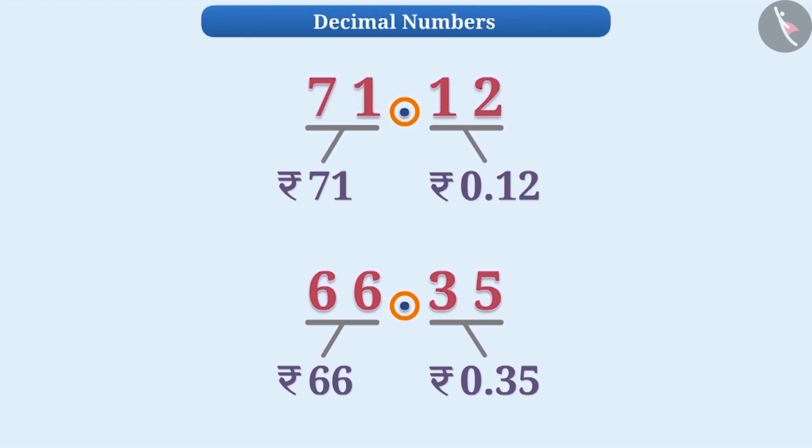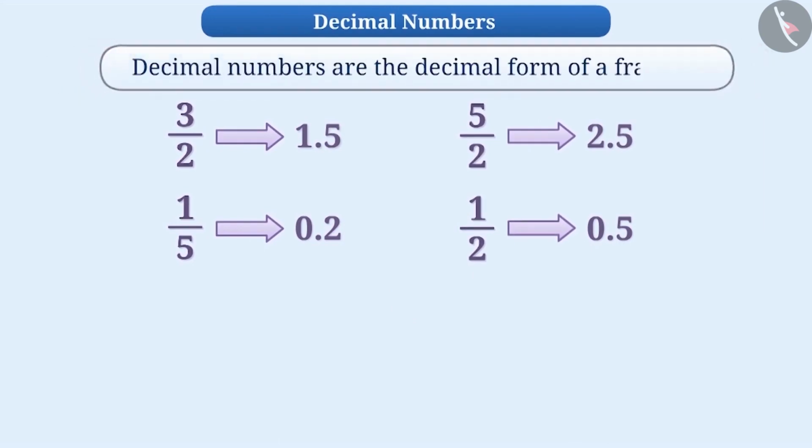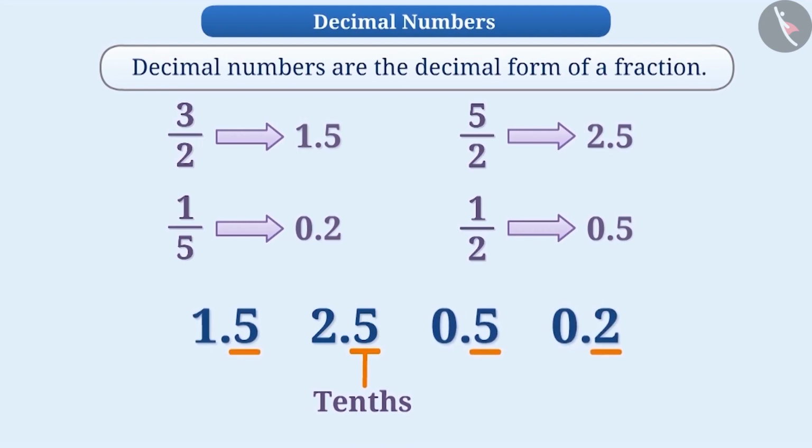Decimal numbers are another way to represent fractions. We can say that decimal numbers are the decimal forms of a fraction. So, in this video, let's understand the decimal numbers that are expressed till the tenths place.